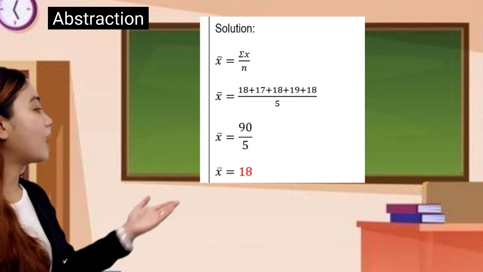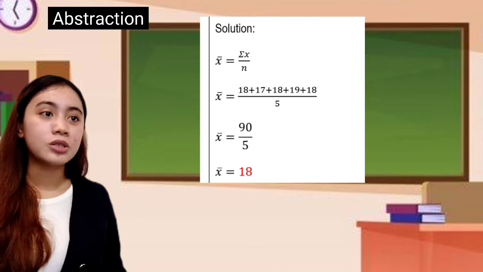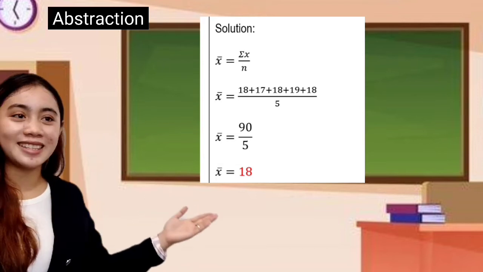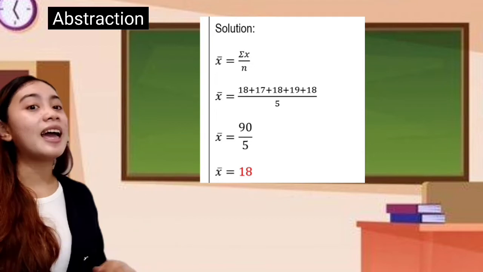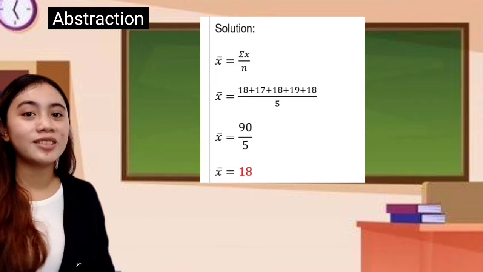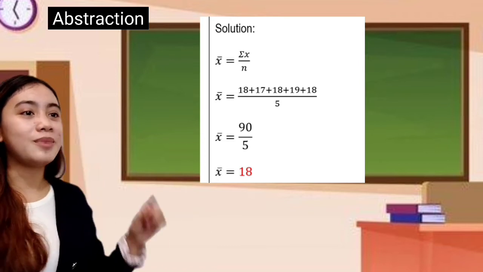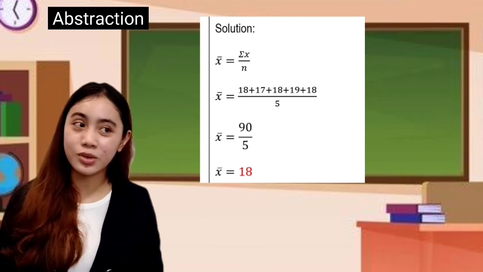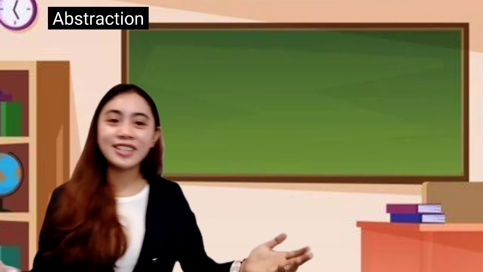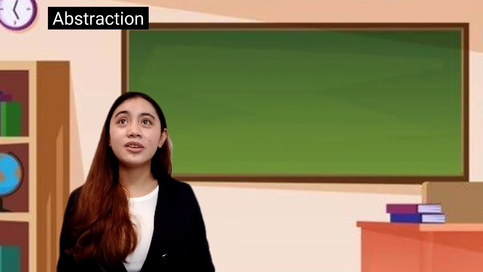Let's find out. We have here the formula, which is x bar is equal to the summation of x divided by n. The given are 18 plus 17 plus 18 plus 19 plus 18, which is equal to 90, divided by the total number of the values of x, which is 5, and it is equal to, everybody? Okay, 18. Therefore, the mean age of the 5 contestants in the statistics quiz bee is equal to 18. Very good. Do you understand, class, how to find the mean of the ungrouped data? Very good. Is there any question?